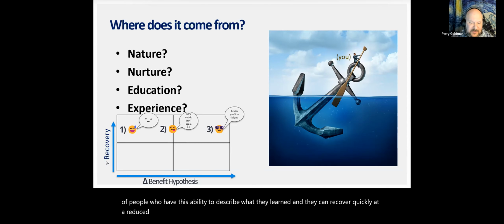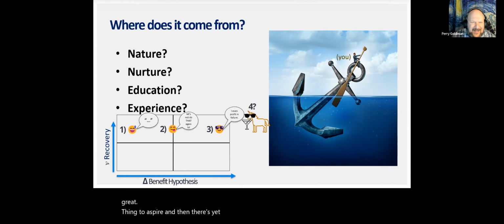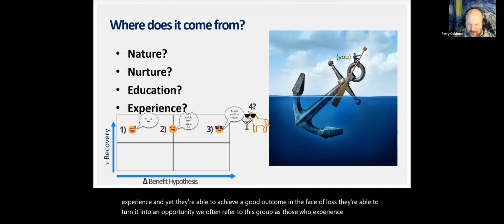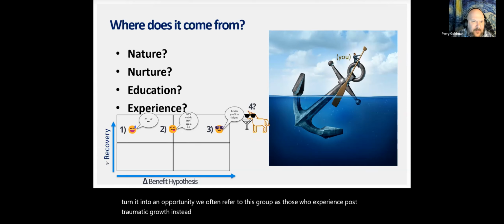So they're a little bit more resilient and so on. And that's a great thing to aspire for. And then there's yet another level out there. There's this further level wherein somebody who has an extreme challenge, and it's not a good experience, and yet they're able to achieve a good outcome in the face of loss. They're able to turn it into an opportunity. We often refer to this group as those who experience post-traumatic growth instead of post-traumatic trauma.